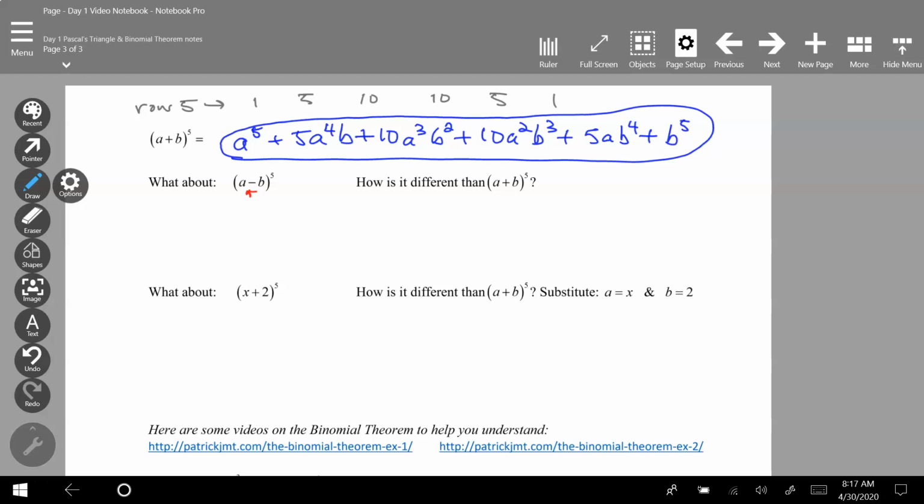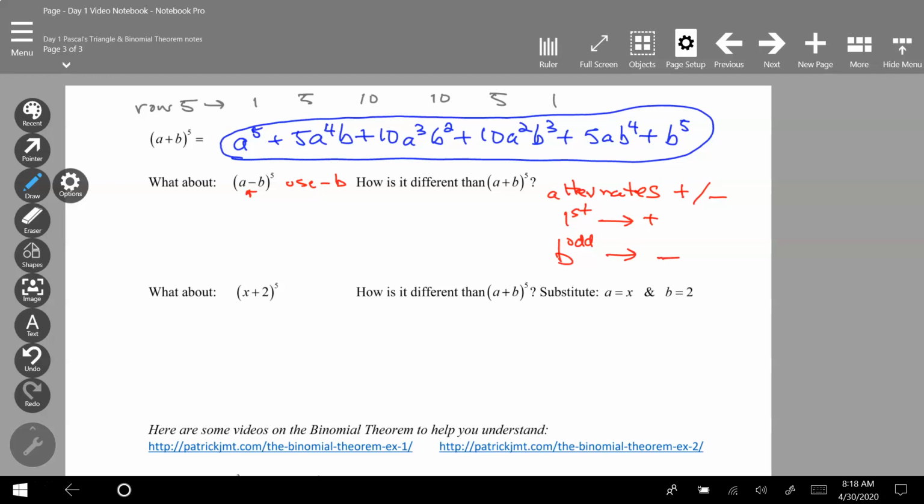How is this minus sign going to be different? Well, this is all it does. It alternates plus and minus sign. First term is positive. And really what I'm doing here is that I'm using a negative b instead of b. That means any b that has an odd exponent should have a negative sign with it.